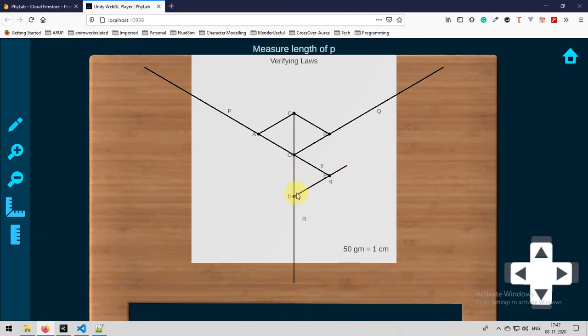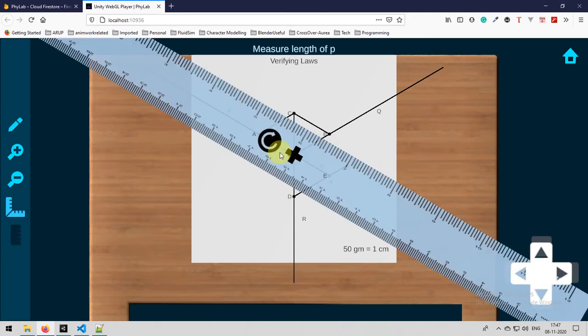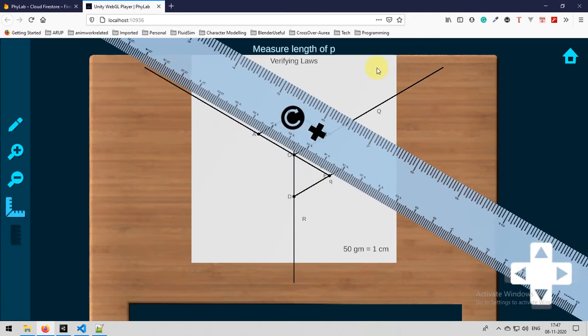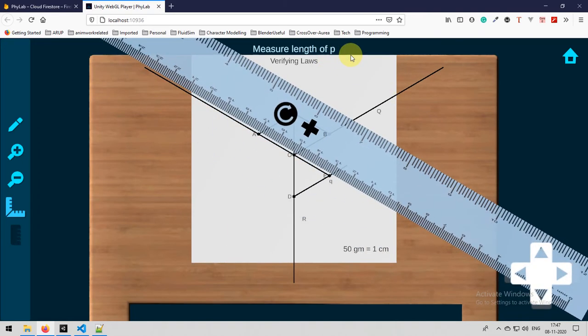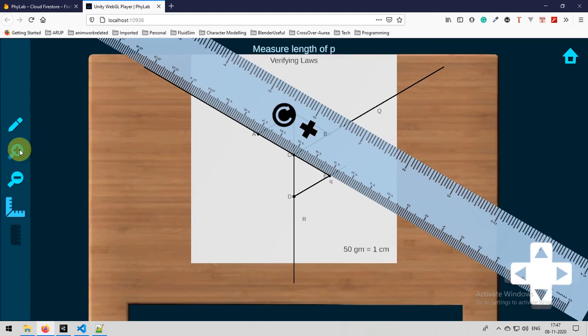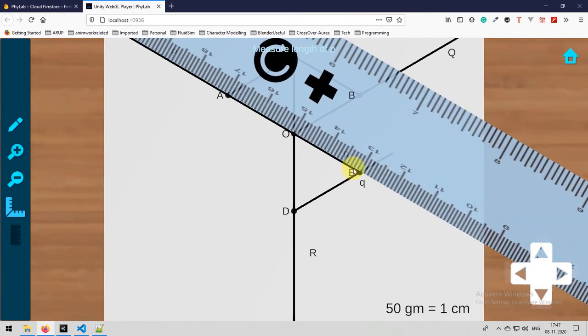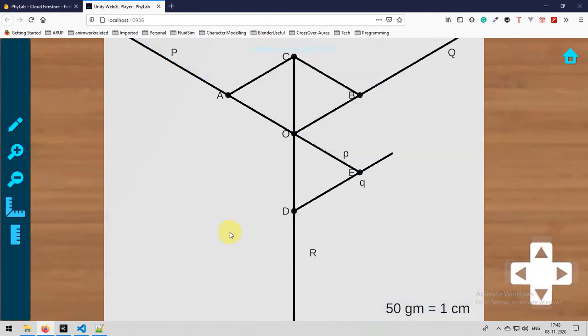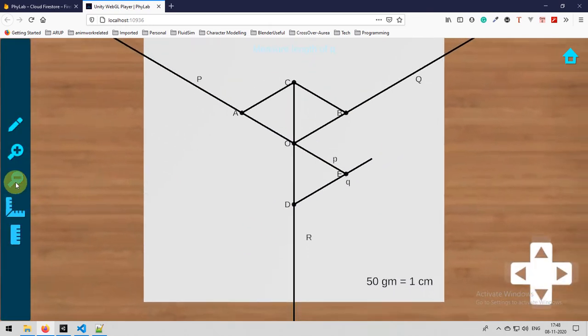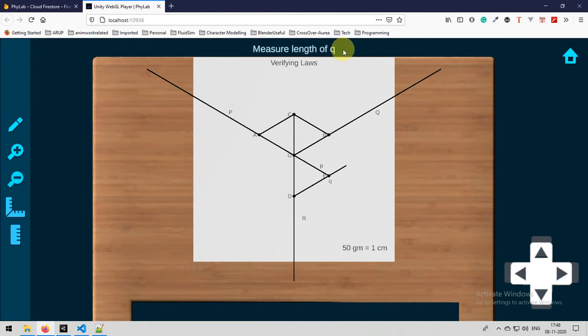So here the first one will be to measure the length P. You can clearly see the length P is the parallel line to the actual P vector. I will enable the scale here, and then I will readjust the scale along the P line. We observe that the scale has centimeters and inches. You need to measure by using the centimeter scale. And here I got the P length as 2 centimeters.